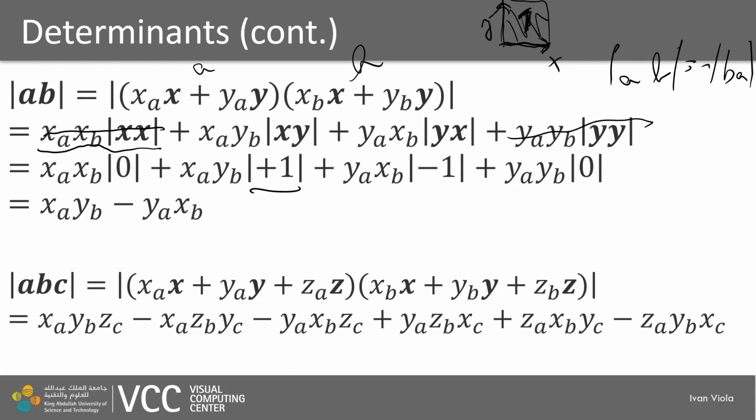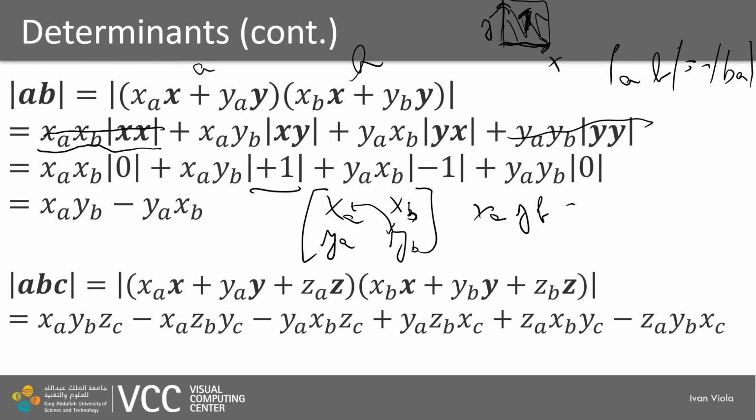So if we are looking at it from the matrix perspective, this is xa, ya, and then this is xb, yb. Then this one is multiplied with this one, xa, yb, minus this and the other diagonal, let's say. So this is the diagonal, and these are the other terms, minus ya xb. Okay.